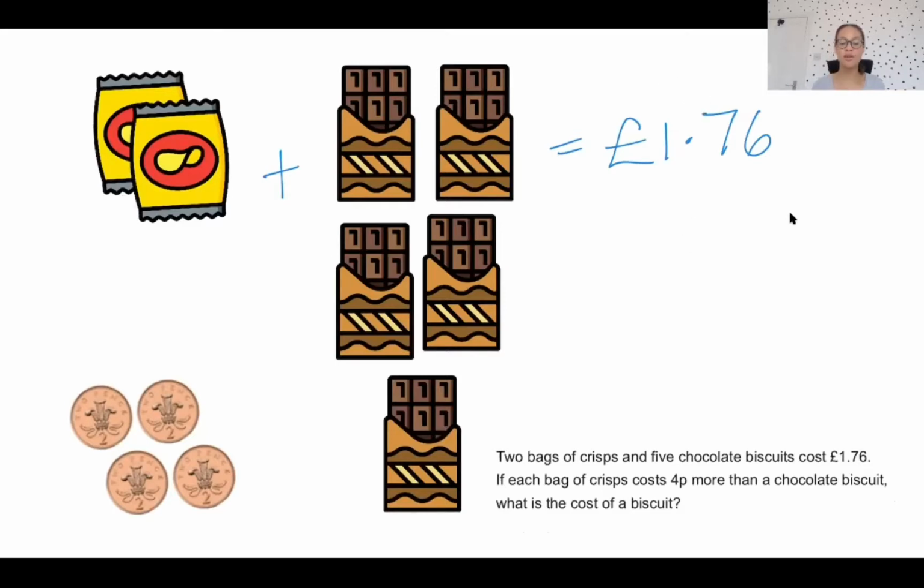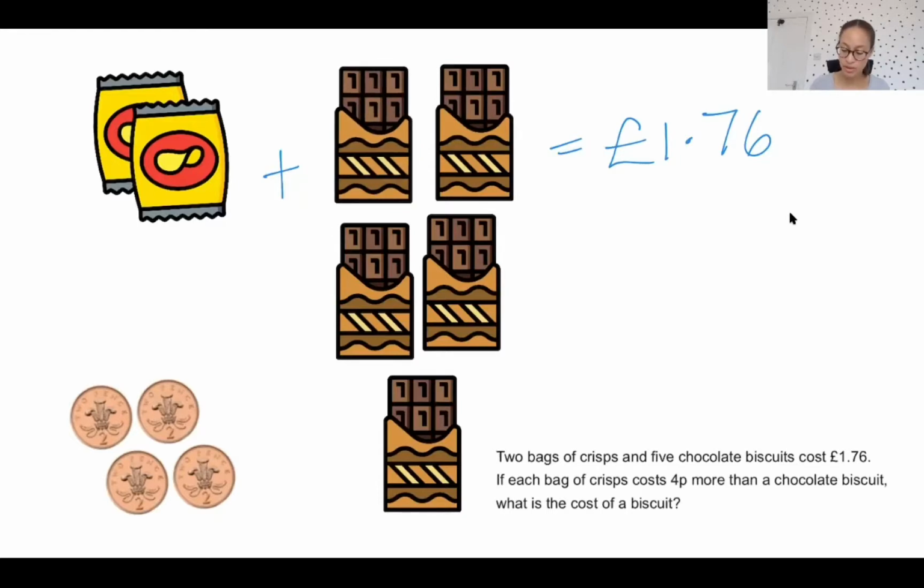Now we can't figure out what each item is worth because we've got too many things that we don't know. We don't know the price of the crisps, and we don't know the price of the chocolate biscuits. If I can get it down to just chocolate biscuits, then I can figure this out. So each bag of crisps costs 4p more than a chocolate biscuit. I'm going to replace each bag of crisps with a chocolate biscuit and 4p.